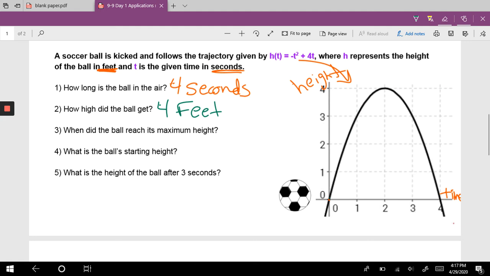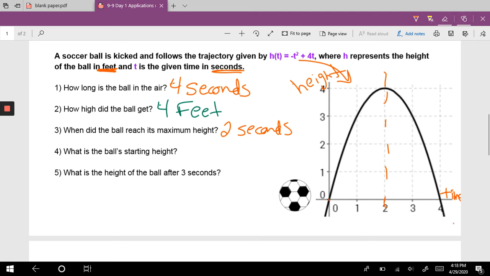Question 3, when did the ball reach its maximum height? So again, that's going to be how long did it take to get to the vertex, which is our axis of symmetry, right? Because that x coordinate is time. So this would be 2 seconds.